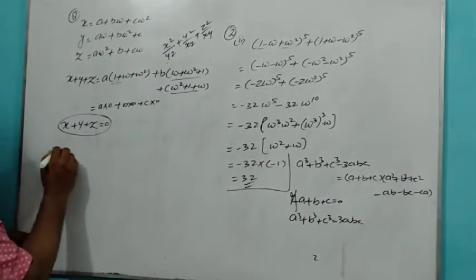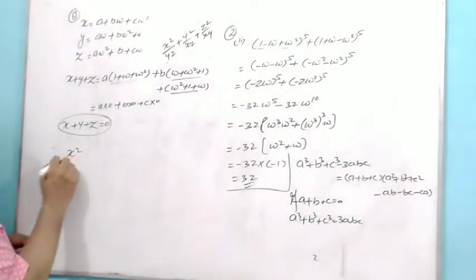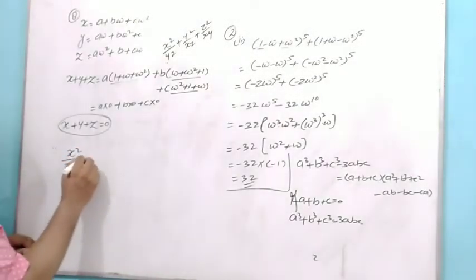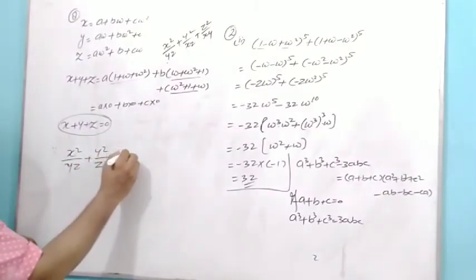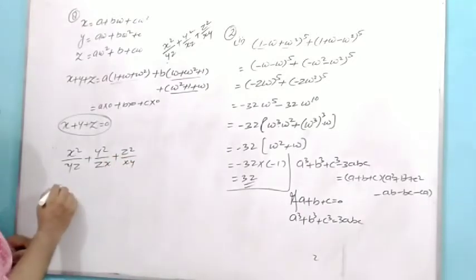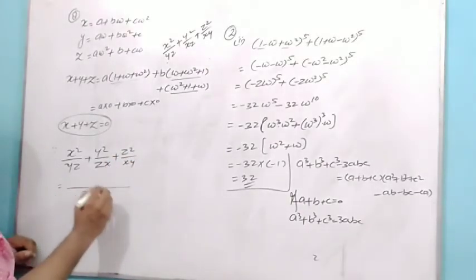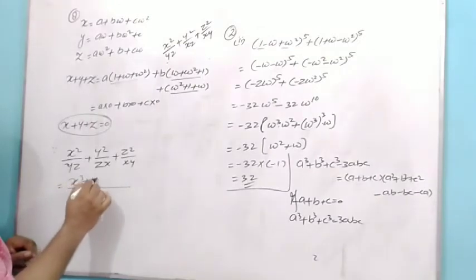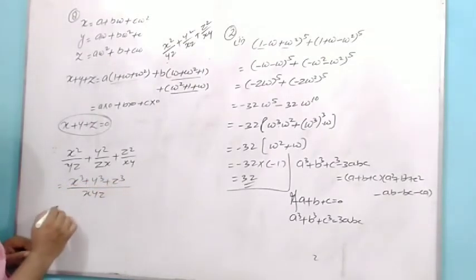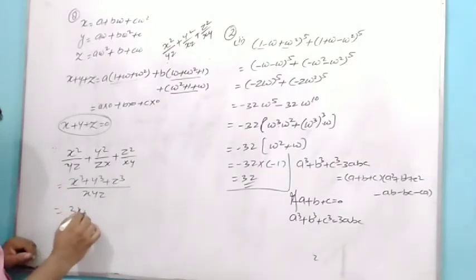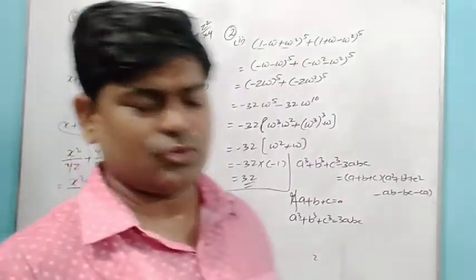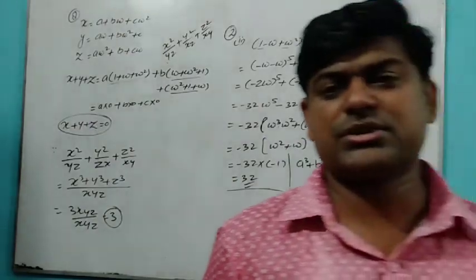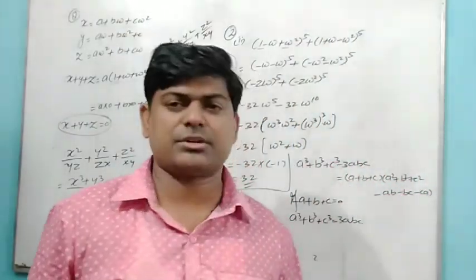What value do I have to get? I have to find x square upon yz plus y square upon zx plus z square upon xy. If I take x, y, z as the LCM, it is x cube plus y cube plus z cube, and that can be written as 3xyz whole upon xyz. This is equal to 3, and that is your result. Hope that you have got all the things I have discussed today, and the rest of the things I'll discuss in the next class.